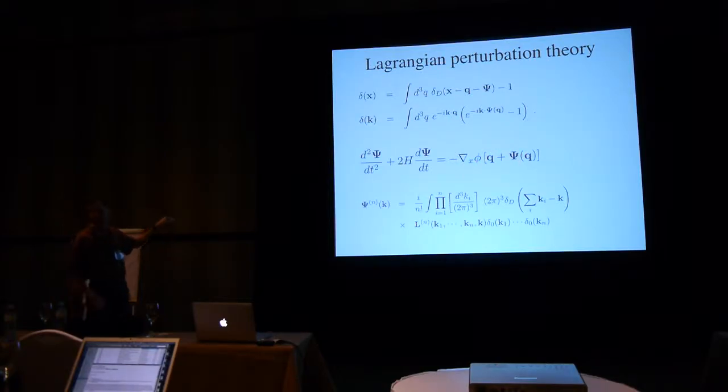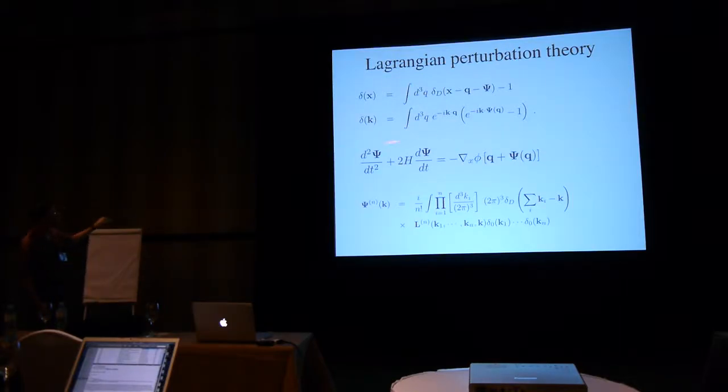So now, rather than expanding density in powers, I'm going to expand psi in powers, and I'm going to write psi as some integral of n powers of delta naught with some different set of couplings, which I'm going to call L rather than F and G, because this is Lagrangian perturbation theory. Basically I'm doing exactly the same as I did for Eulerian perturbation theory, but in terms of this displacement psi.